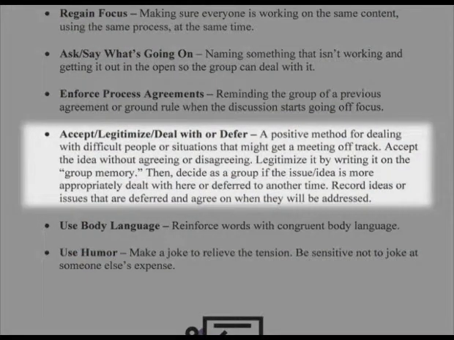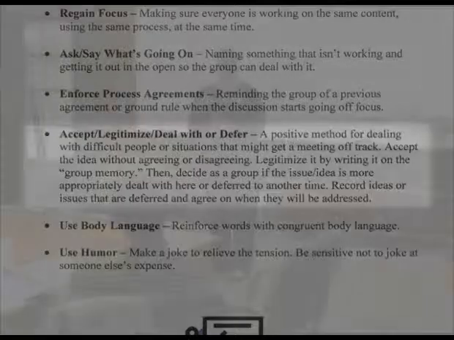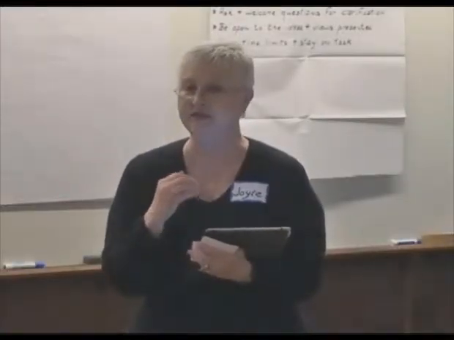Accept and legitimize, deal with, or defer. If you don't learn anything else in these 2 days, learn this one. This is really important. This is how you handle someone who is being difficult or who has introduced a difficult moment into the meeting and it threatens to derail your meeting. The first thing I'm going to do is accept what they've said and legitimize it. Perhaps I will do that by asking my recorder to write it on our group memory, and I will deal with it at the meeting. Or I will defer, in which case I would write it on the parking lot.